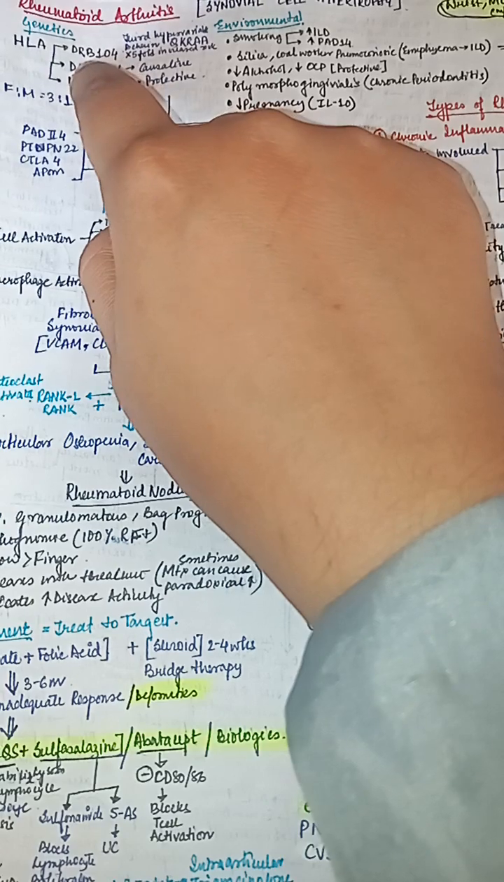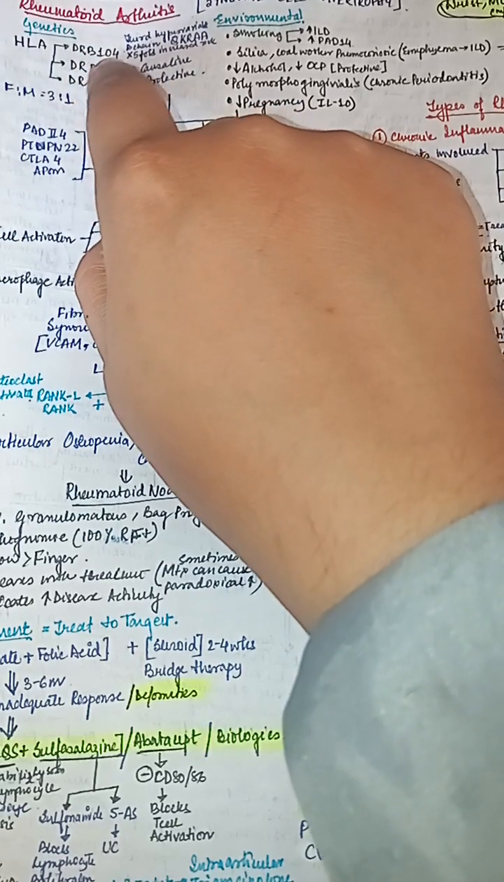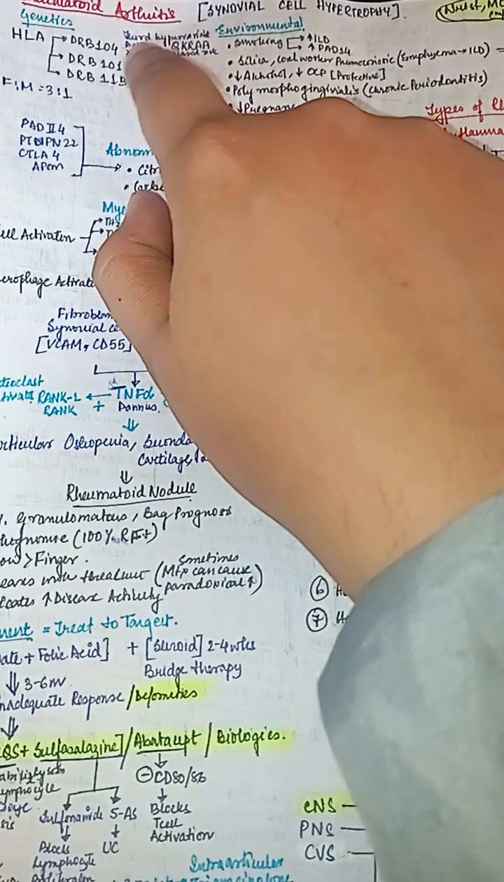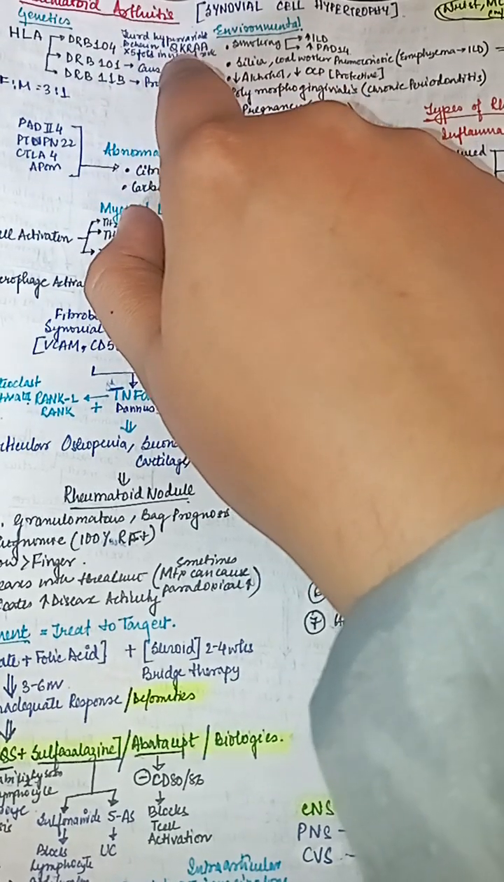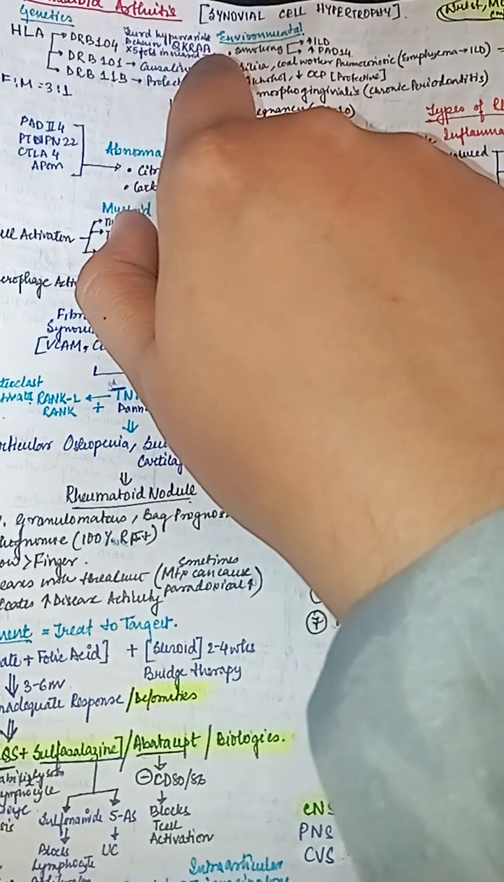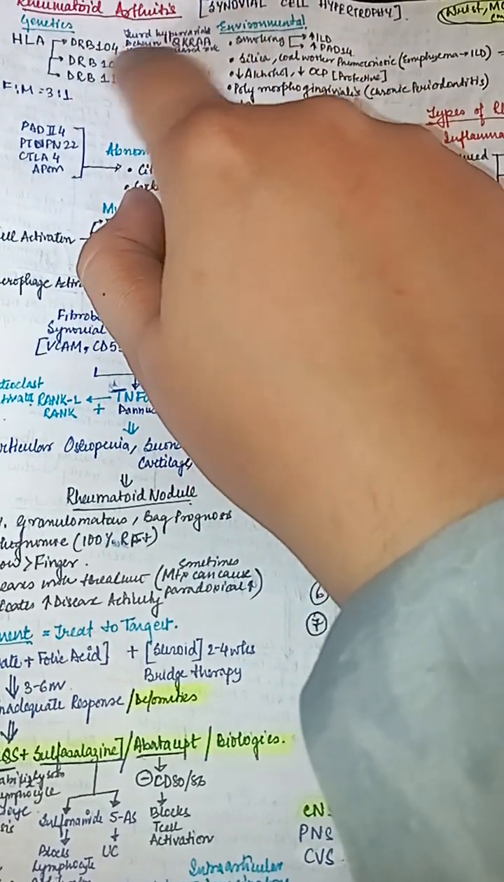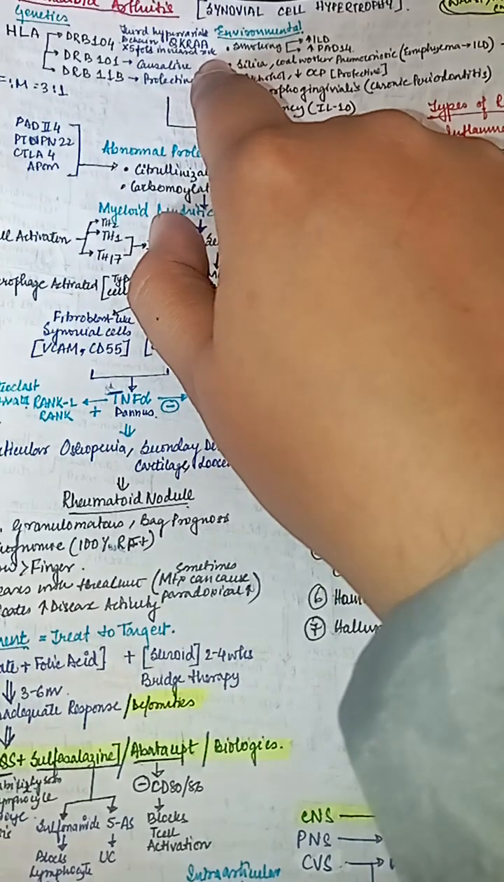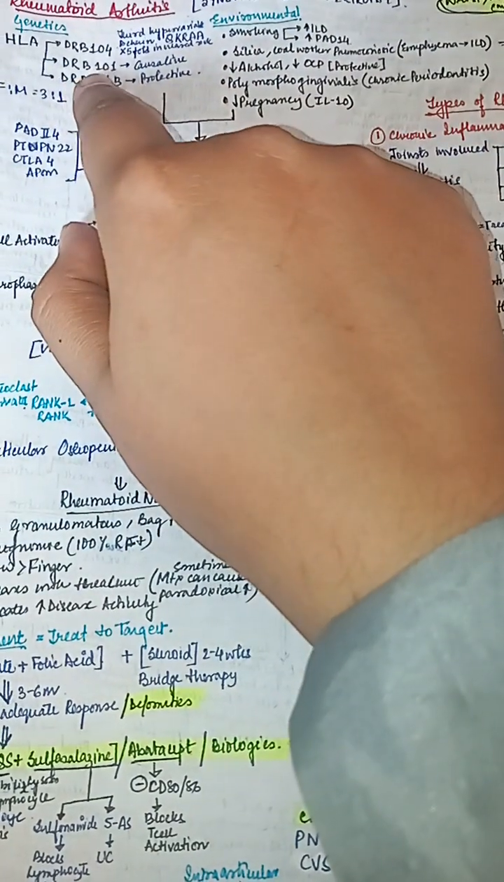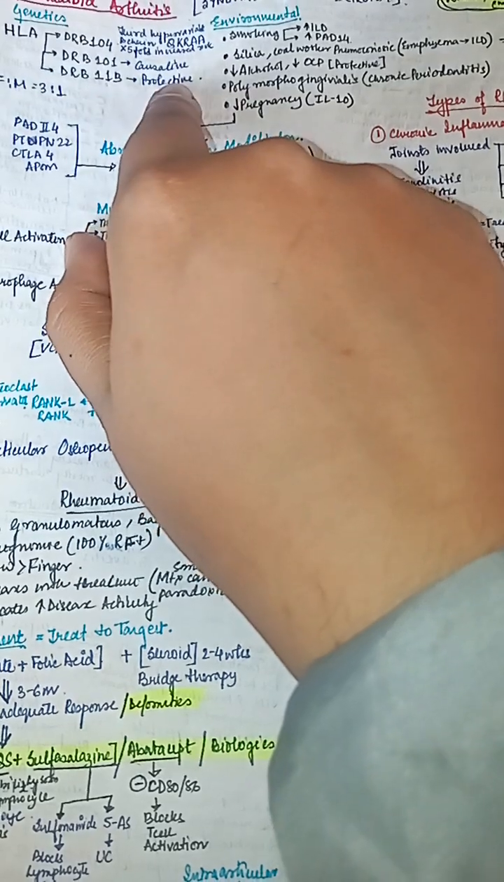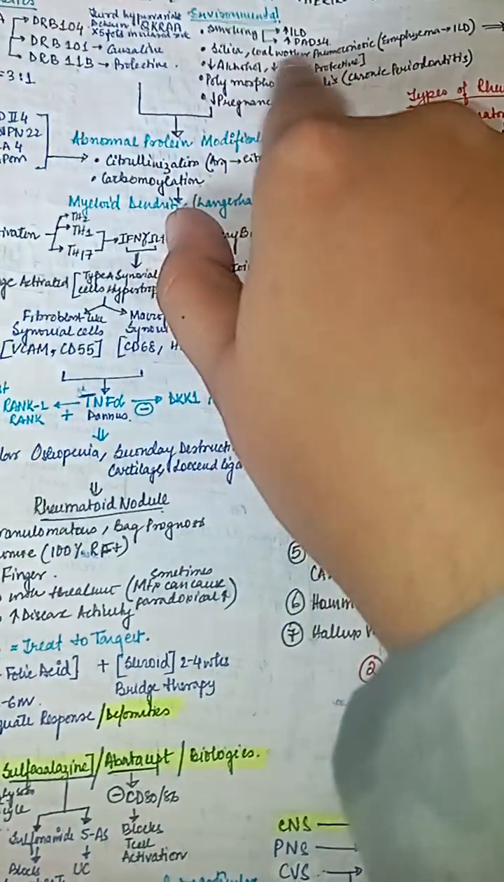The HLA DRB1 04 third hypervariable beta chain QKRAA is dependent on this 04. This causes a five-fold increase in the risk, and the causative agent is 04 and the protective agent is 13.